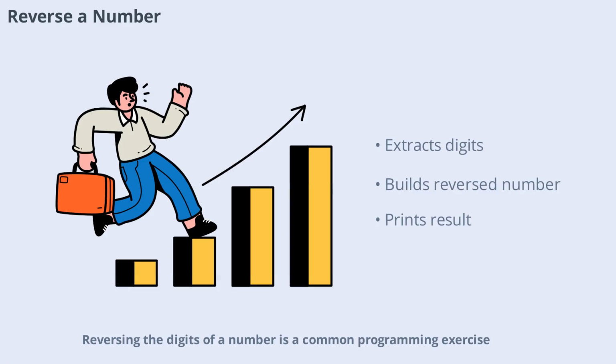Reversing the digits of a number is a common programming exercise. The program extracts each digit and builds the reverse number by shifting and adding digits. This logic is useful for palindrome checks and data manipulation.